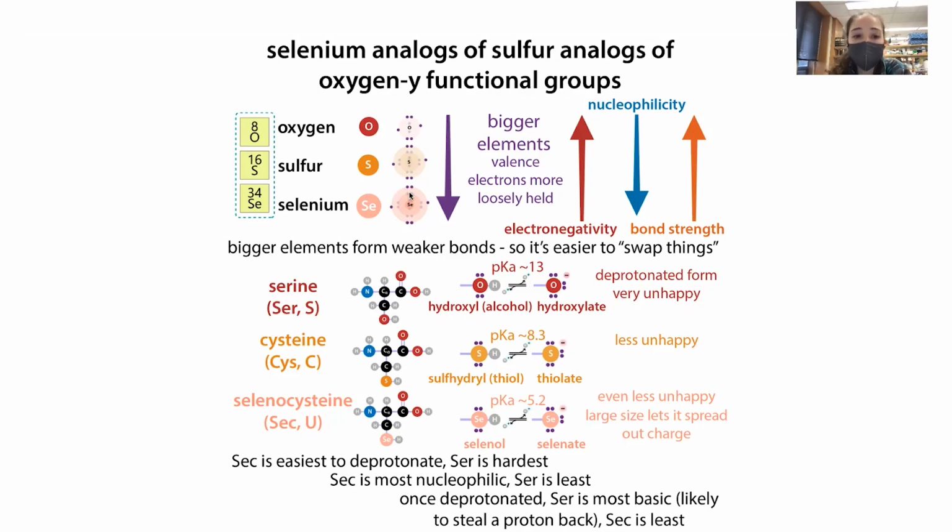The key thing for now is that selenium is going to be easier to deprotonate to form the selenate anion, and the bonds that form to it are weaker. Selenium is bigger, as you go down, and the electrons that allow them to react and form bonds are more loosely held. You can think of a giant hand trying to shake a tiny hand. It's going to have a harder time forming strong bonds. So we're going to be able to swap out things bound to selenium more easily.